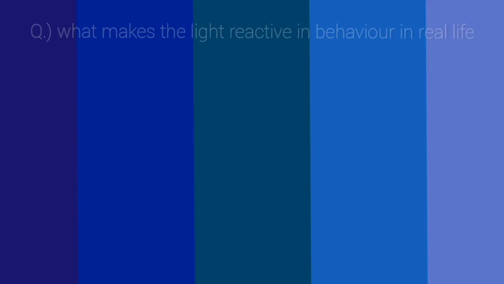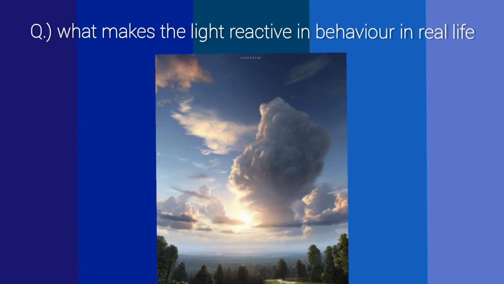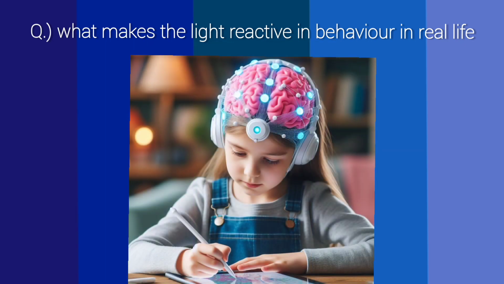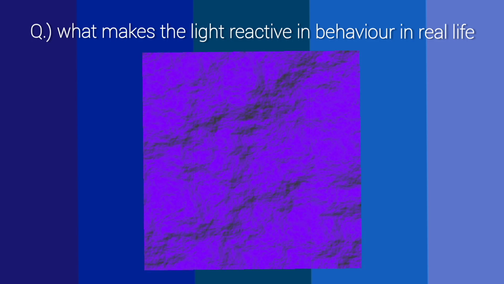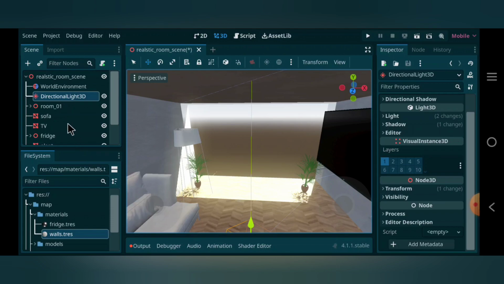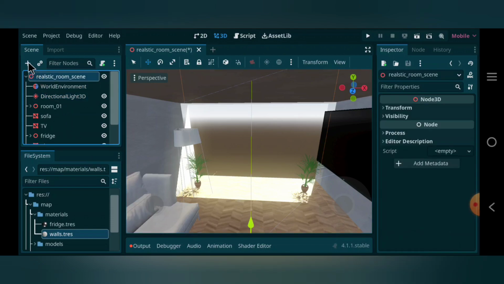Okay, if I ask you, in real life what makes light behave reactively, what will you answer? Okay, let me not keep you thinking, so let's get the answer. It's nothing but light bouncing. Light in real life always bounces with collision with objects, and we're making our scene much more realistic. It could be done in Godot without global illumination. So we need to add light bouncing.